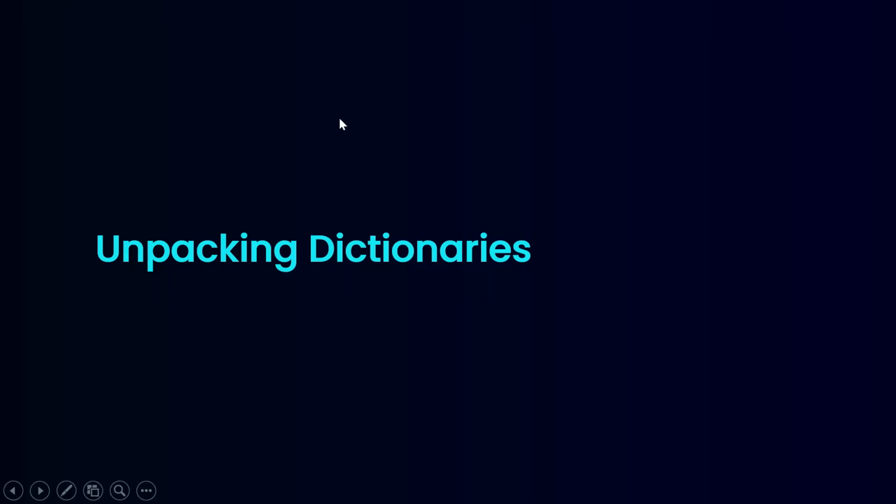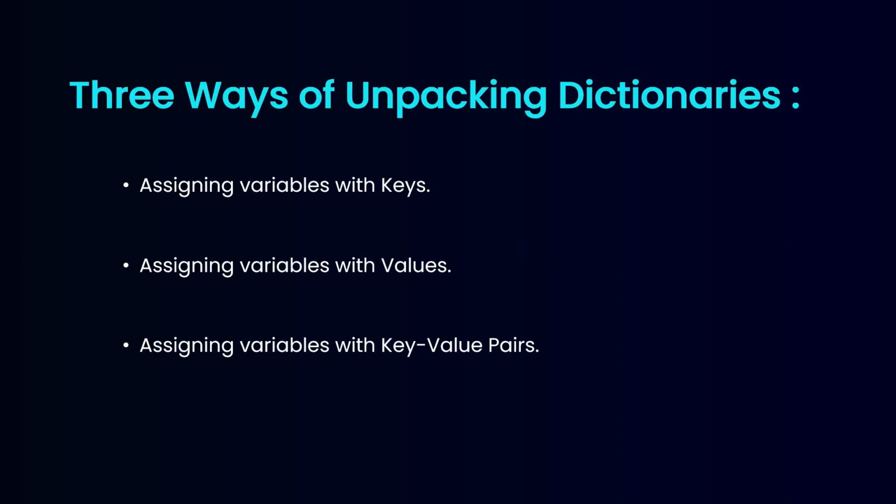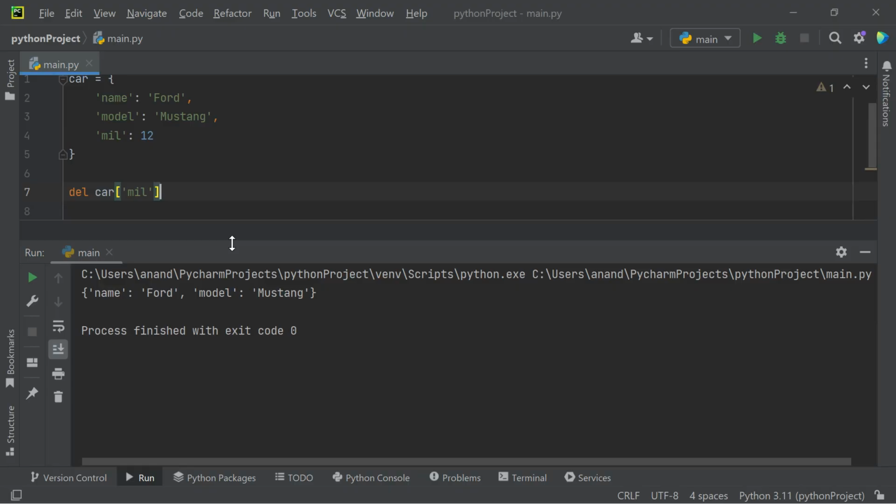And now let's move to unpacking dictionaries. How to unpack dictionaries like we used to unpack lists? So to unpack dictionaries, there are basically three ways. The first one is assigning variables with keys. So what this will do is, we have this car, and we can assign variables like we did for lists.